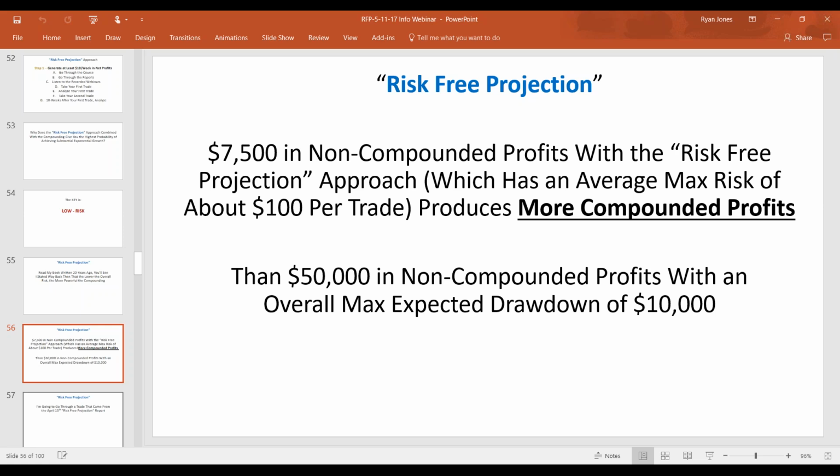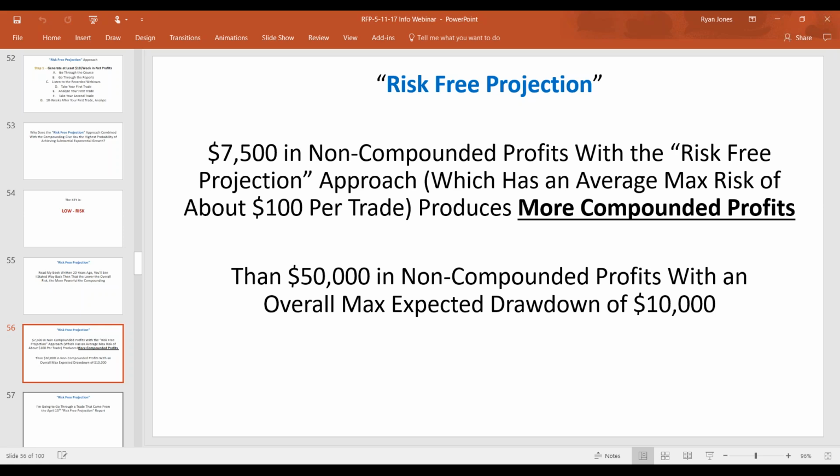$7,500 in non-compounded profits with the risk-free projection approach, which has an average max risk of about $100 per trade, and that's not absolute. It's an average max risk. Sometimes it's more, sometimes it's less. Nonetheless, that produces more compounded profits. That $7,500 in non-compounded profits produces more in compounded profits than a strategy that makes 50 grand in non-compounded profits but has an overall max expected drawdown of $10,000.